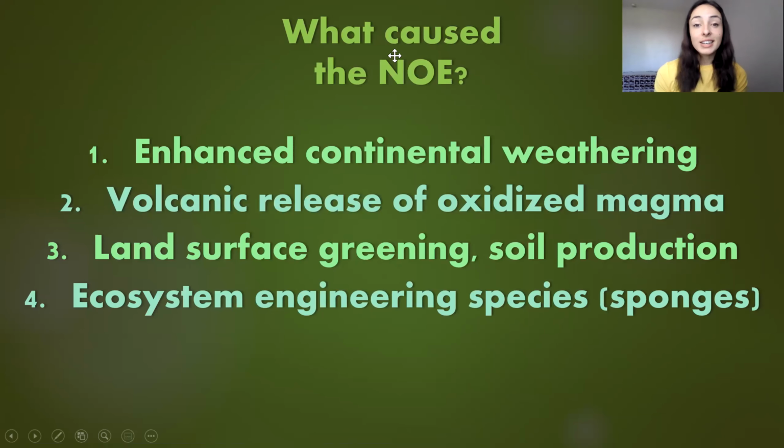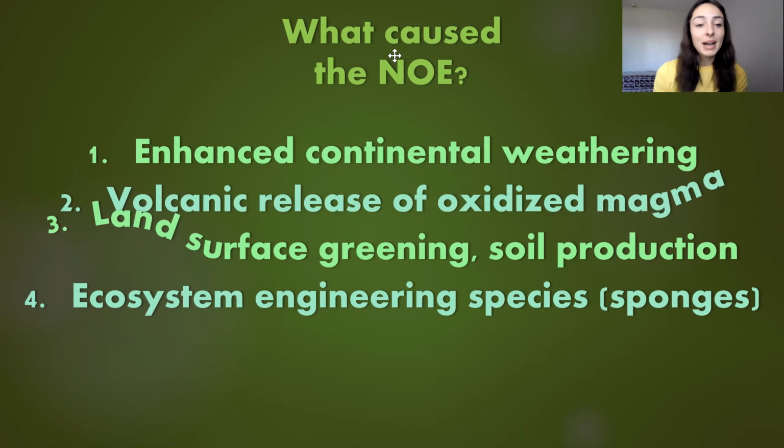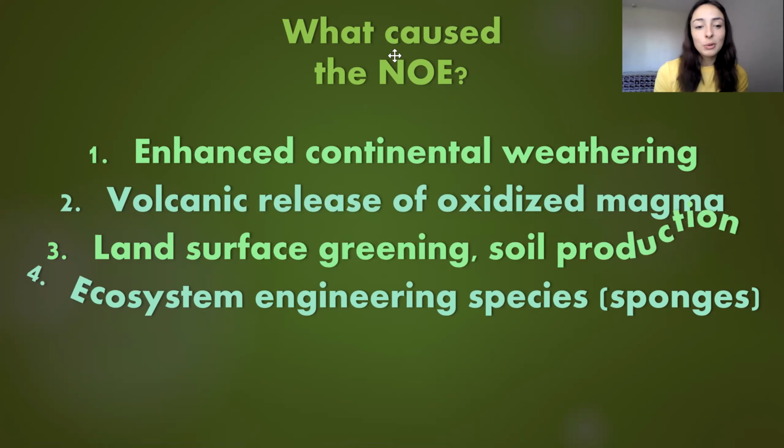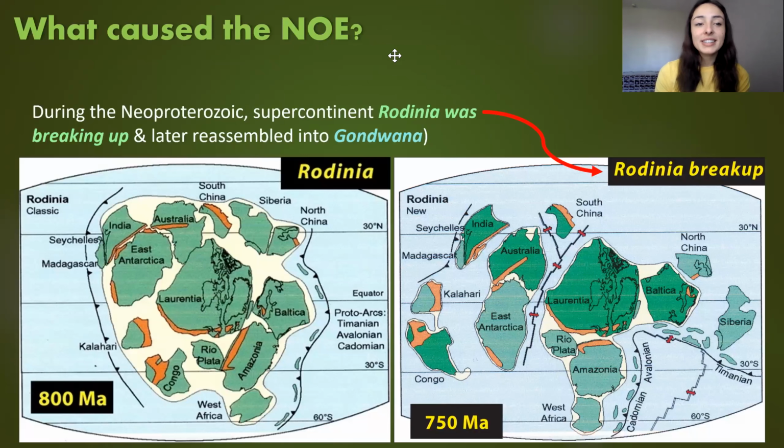For the NOE, let's move on to what caused this event. We have 4 major lines of evidence we'll talk about. These include enhanced continental weathering, which we already talked about once, volcanic release of oxidized magma, land surface greening and soil production, and ecosystem engineering species, such as sponges. So, the first line of evidence is weathering. We talked about how continental weathering increased, and we know this because of strontium isotope ratios, and this was likely due to something we mentioned earlier, which was Rodinia breakup.